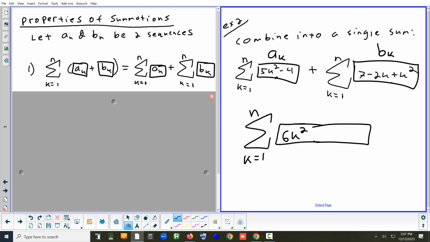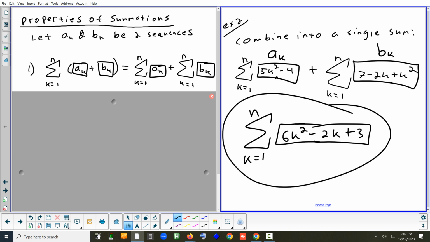We don't have any k's here, and we have a negative 2k here. So what would come next? Minus 2k. And then we have a minus 4 plus 7 plus 3. So that's going to give you a plus 3. And that's it. That's your answer right there.